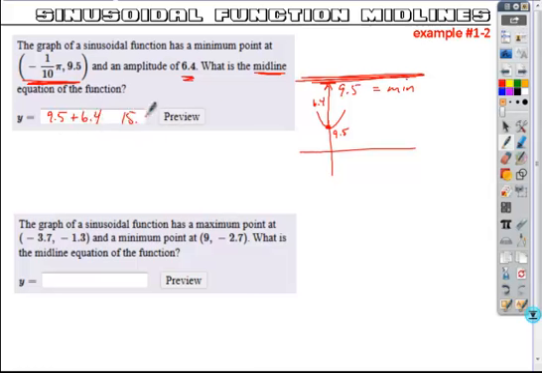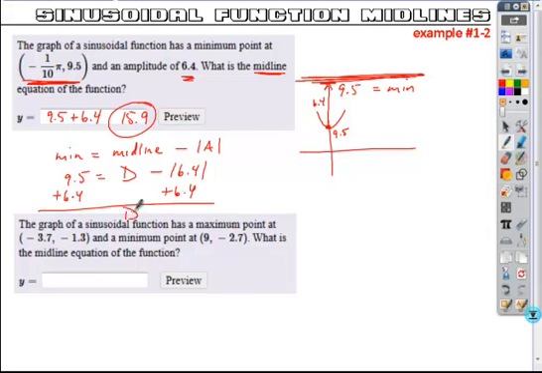of 15.9. Remember, the formula way to solve this is that the minimum is equal to the midline, which we use d as our variable, d minus the absolute value of a. And so if you set this up, the minimum is 9.5, the midline, I'll go ahead and call d again, minus the absolute value of 6.4. And so if we add 6.4 to both sides, we get our midline.